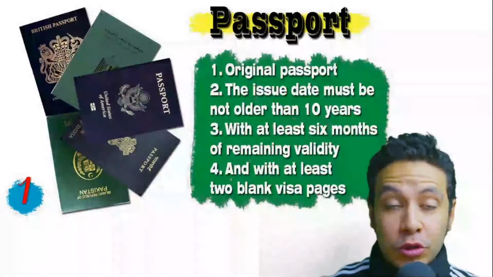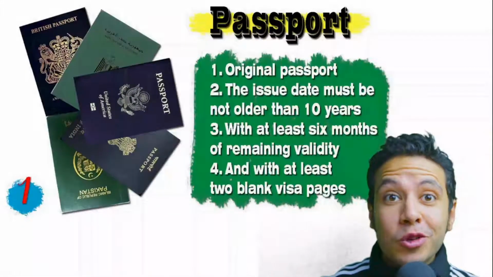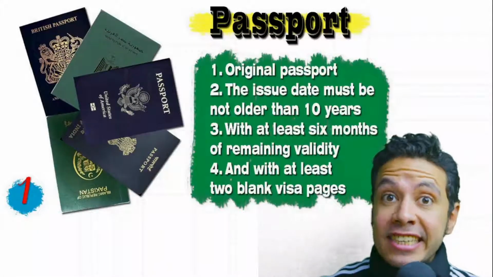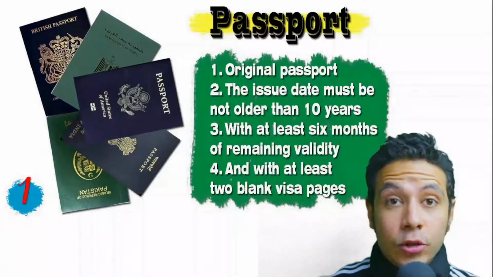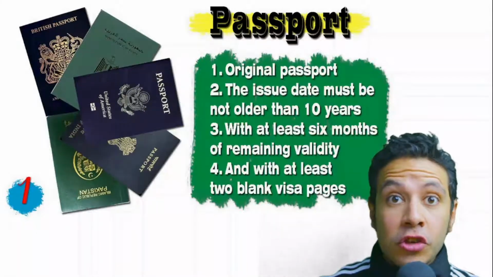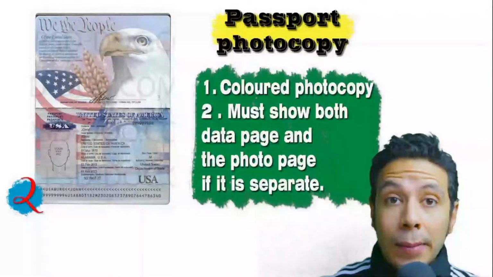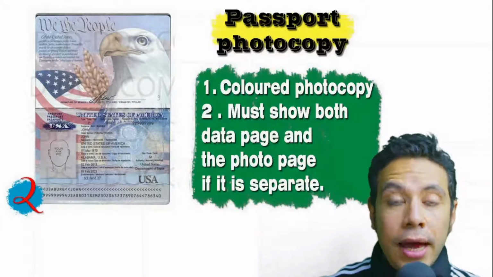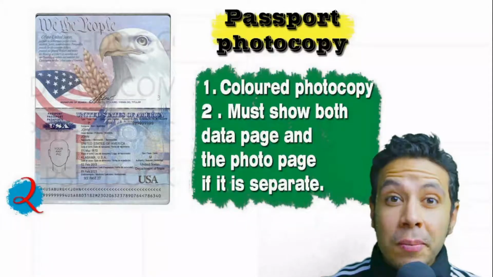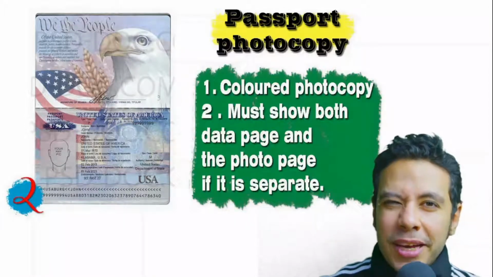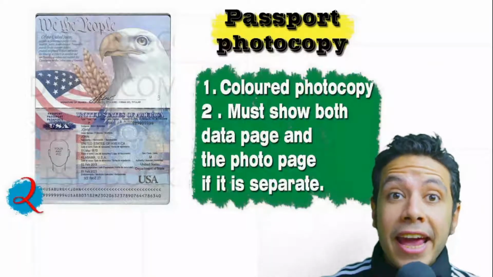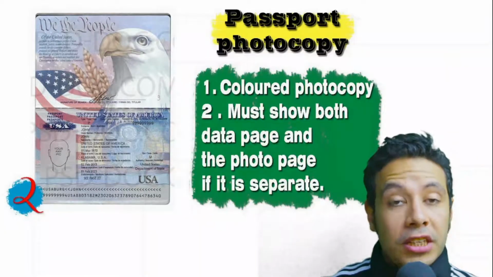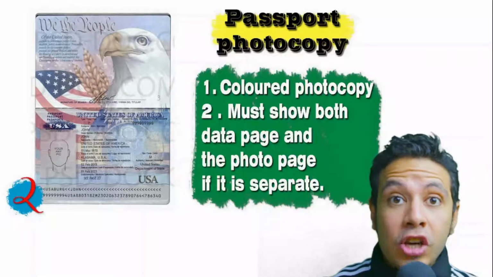So what are the required documents that you will need while applying for any visa? Speaking about your passport, it must be original and it must not be older than 10 years, with at least 6 months of remaining validity and with at least 2 blank visa pages for the stamps. In many cases, you will need also a passport photocopy. It might be one copy or more than one, and it's preferred to be colored, and both the data page and photo page must be showing if separated. In some cases, you might be required to photocopy every single page of your passport. But in general, only the data page and the photo page are the needed ones.